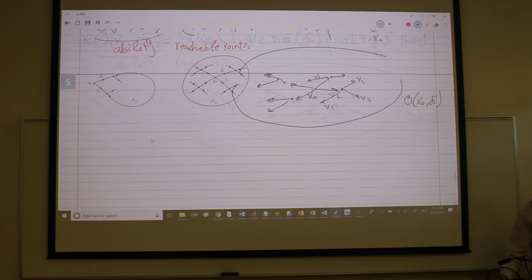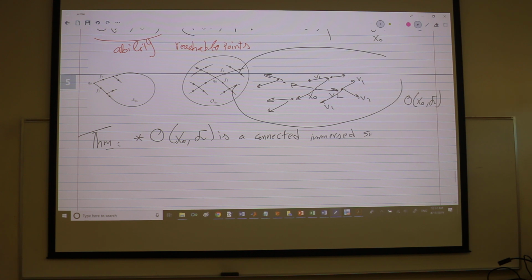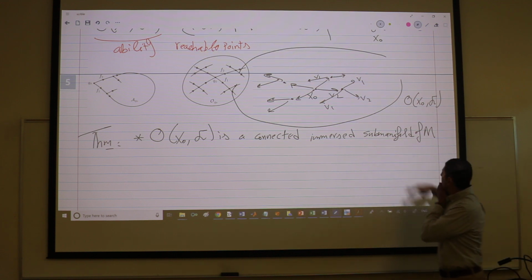Okay. So you have a theorem here that the orbit O of x0 under F is a connected, immersed submanifold of M. So it's a connected set. It's not the union of two disjoint subsets. Okay, it's connected. Immersed submanifold.